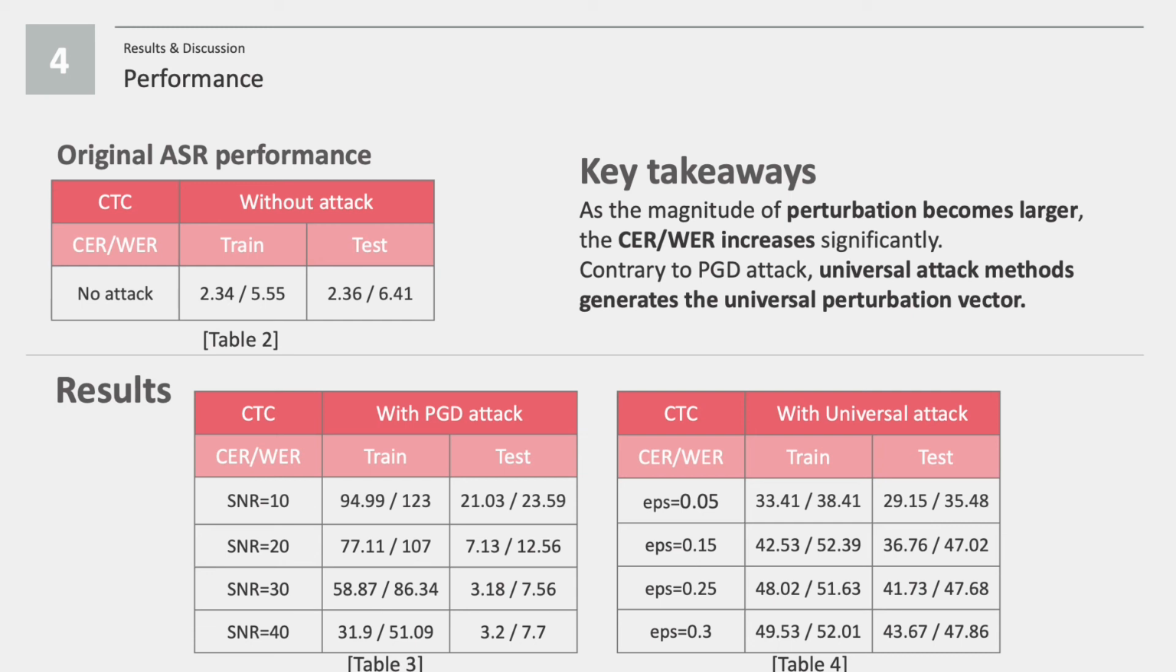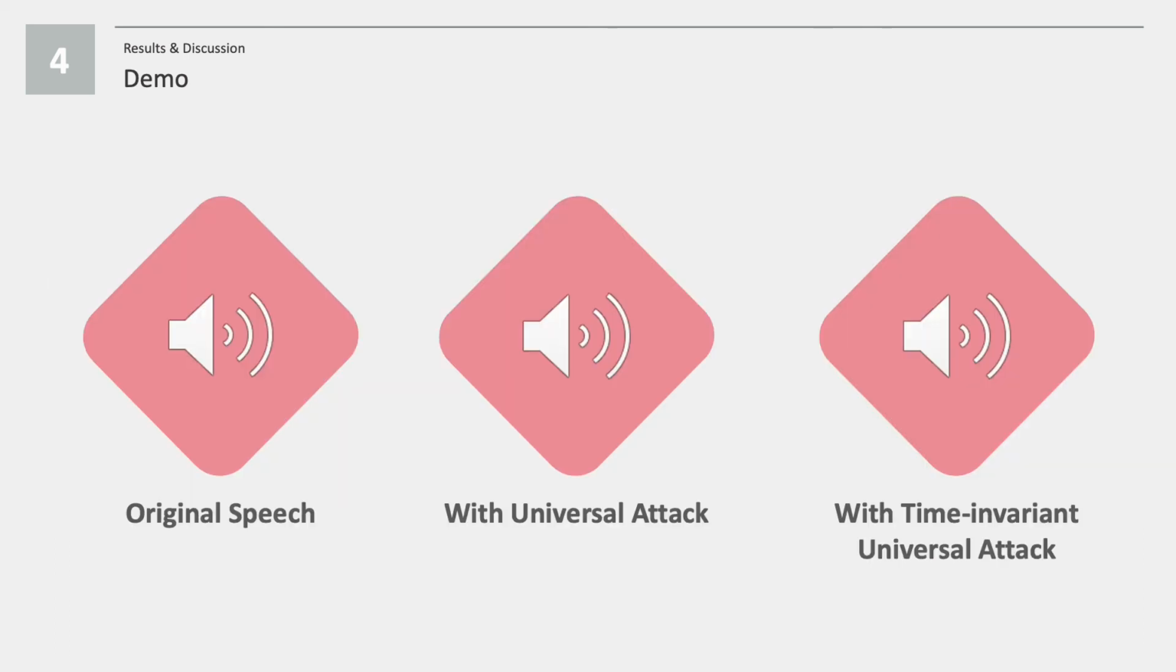Small SNR means the magnitude of the attack is large. On the PGD attack, the training perturbation vector successfully fools the model on the training data set, but fails to do so on the test set. CER and WER drop significantly. However, our universal attack trained perturbation vector successfully fools the model on the test data set. This shows the universality of the method.